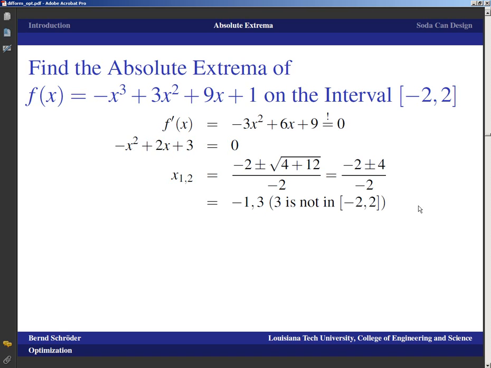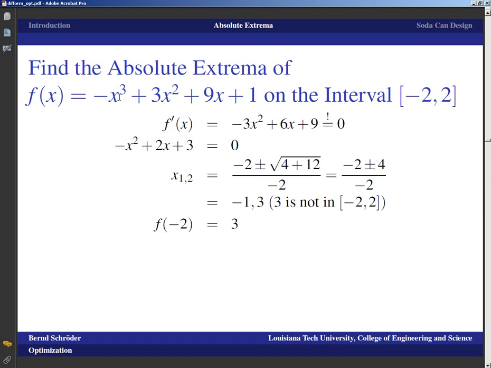Now, a nice thing here, or something that is important, is 3 is not in the interval from negative 2 to 2. So even though the function has a relative extremum there, it is not in the interval under consideration, and therefore we don't need to worry about 3 at all. And that means we only need f of negative 2, which is 3. Let's see, does that work out?